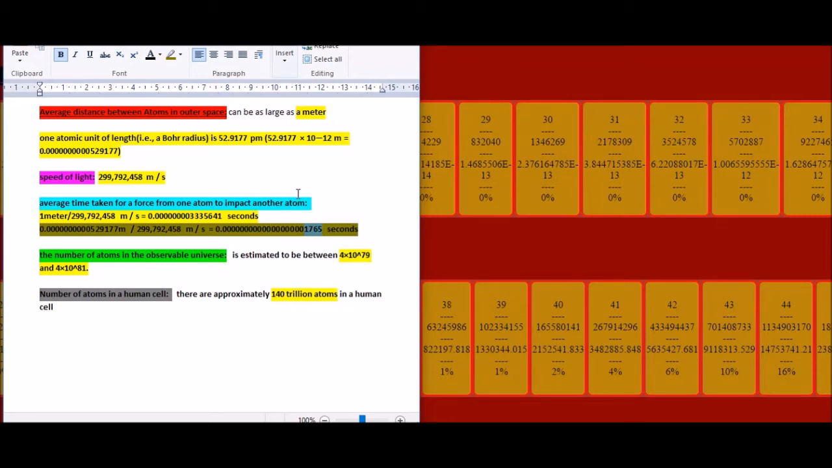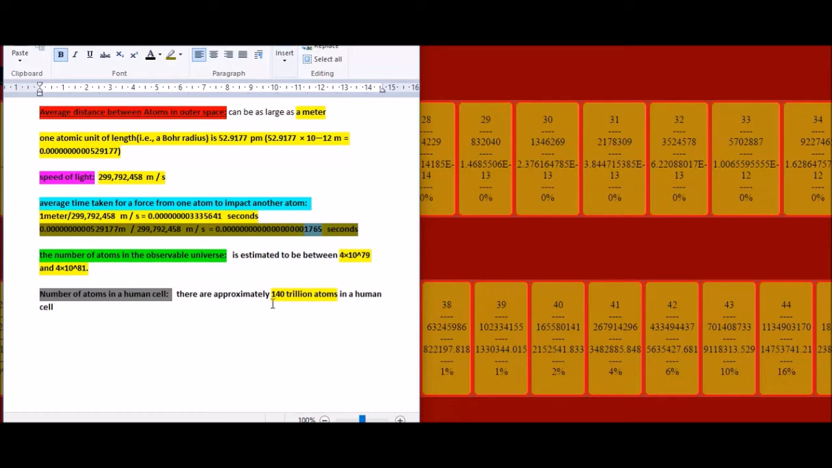For argument's sake, let's say you're in a column. The average number of atoms in the observable universe is 4 times 10 to the 79 to 4 times 10 to the 81, and that's too much for my computer. Like I said, I'll probably need to be at CERN to be able to calculate how long that would take for the universe to experience what they're doing down there.